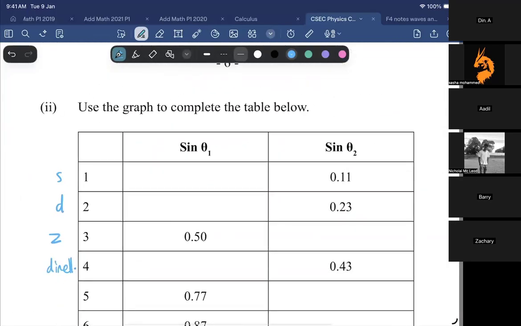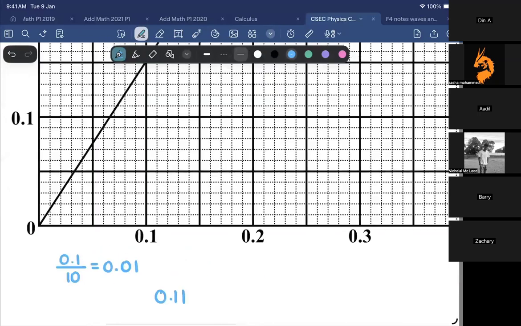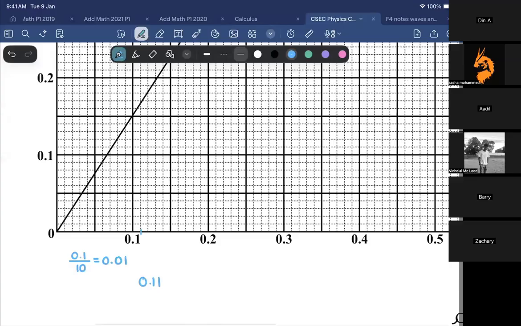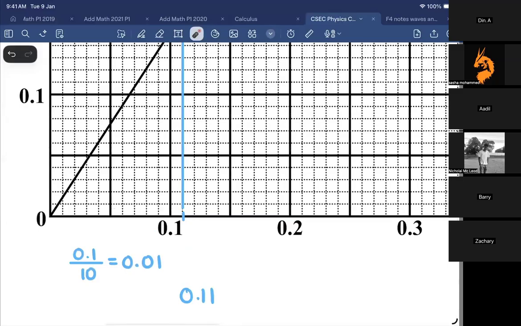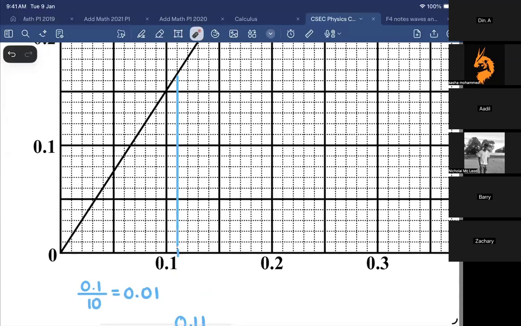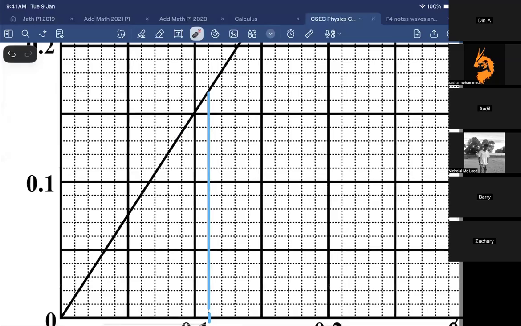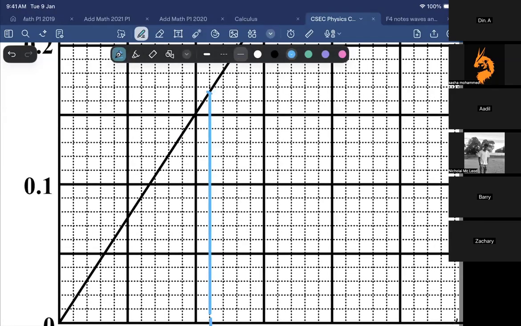So they give us a value of 0.11. So 0.11 would be over here, you agree? Yeah, because we just figured out that every small block is 0.01. So this could be 0.1 plus the 0.01 to give you 0.11. So when you draw a line, you notice that the line at 0.11 cuts the graph over here. See that? Yeah. So now you're going to take a horizontal read off.